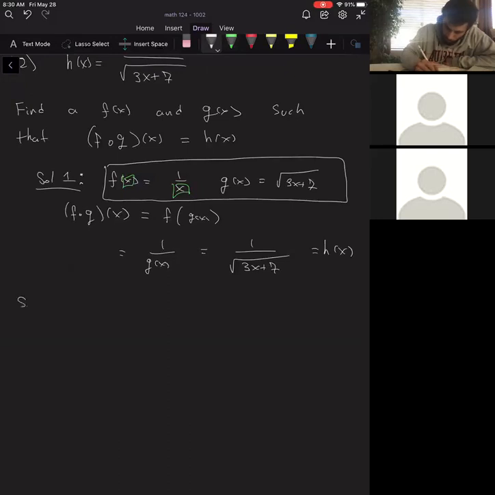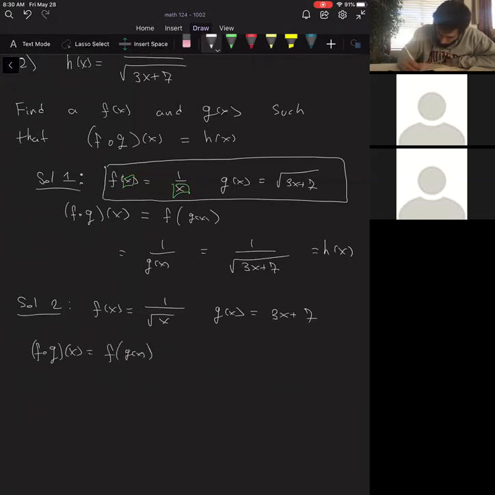We can do another solution to this one as well. We could let f of x be equal to 1 divided by the square root of x, and g of x is going to be equal to 3x plus 7. All right, so then what is f composed with g of x? This is f of g of x. f of x is 1 divided by the square root of x, so this is just going to be 1 divided by the square root of g of x. But g of x is 3x plus 7. So this is 1 divided by the square root of 3x plus 7. And again, that's the same thing as h of x. So here's another solution.